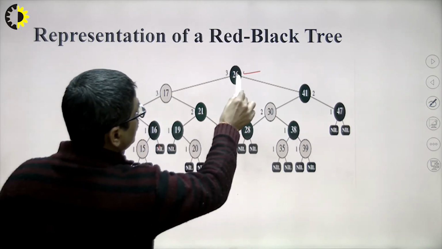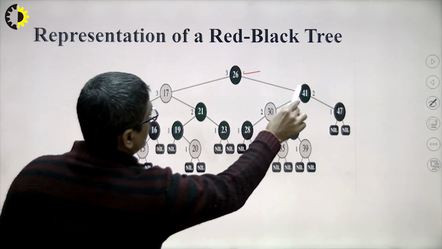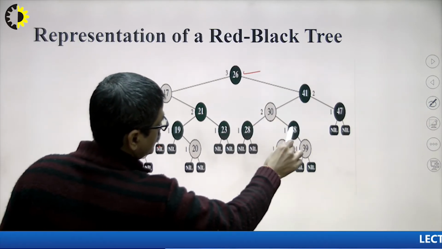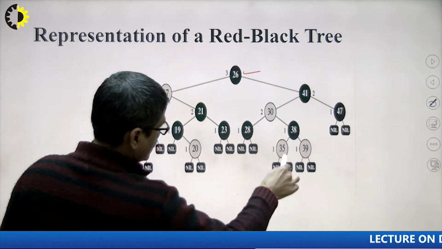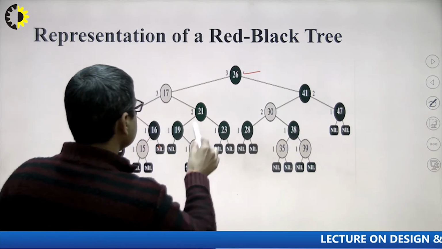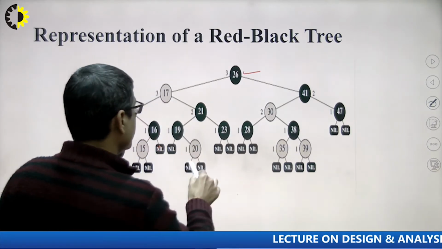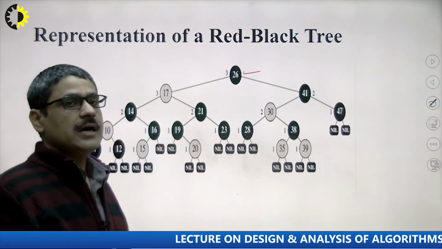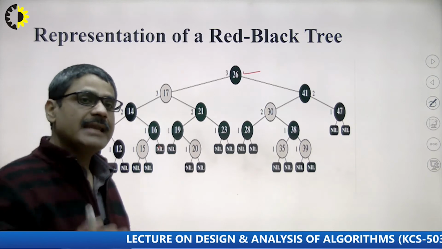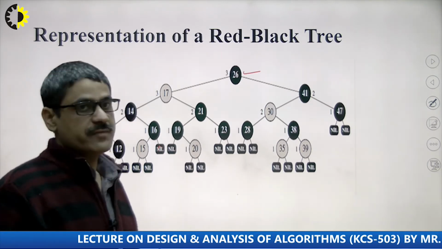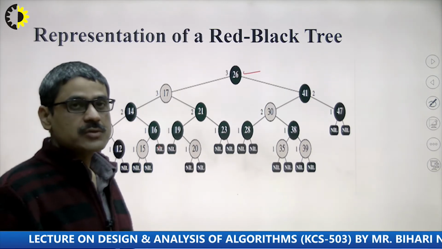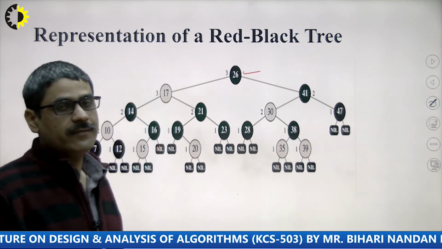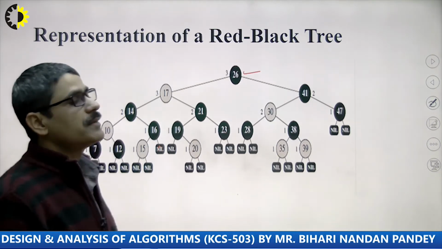If you take this node to this nil, you have 1, 2, 3 black nodes in this path. If you take this one, again 1, 2, 3. So an equal number of black nodes is present in any path from a node to a leaf, whatever paths exist. That is basically the representation of a red black tree. We have to conclude one important thing.